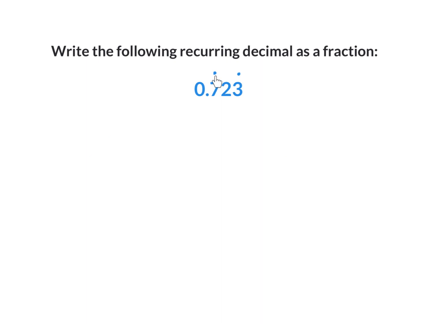In this example, we still have two dots, but you'll notice there's a gap between them. And this means that the numbers between those two dots are all repeated. So the first dot's over the 7, and the last dot's over the 3. So all the numbers between 7 and 3 are repeated. So our value of x is 0.723723723, and that keeps on going.